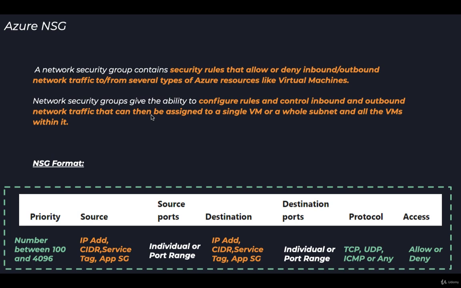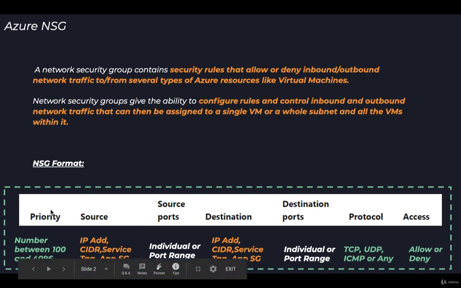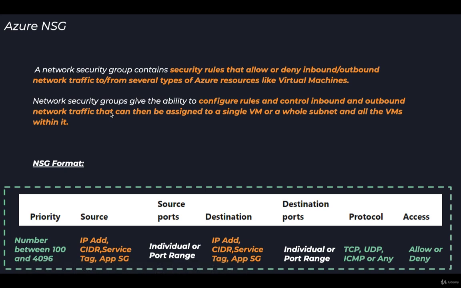So in this case, we'll try to understand the format and the different fields in the rules created when we create an NSG. If we talk about the format, the first one is priority, wherein you will define a number for a particular NSG rule which you will be creating. The number is between 100 and 4096. The lower the number, the higher the priority of the rule.